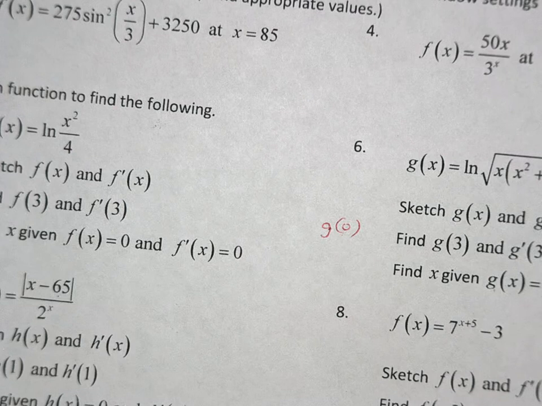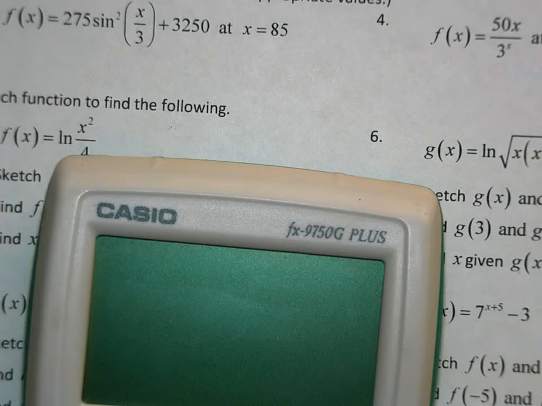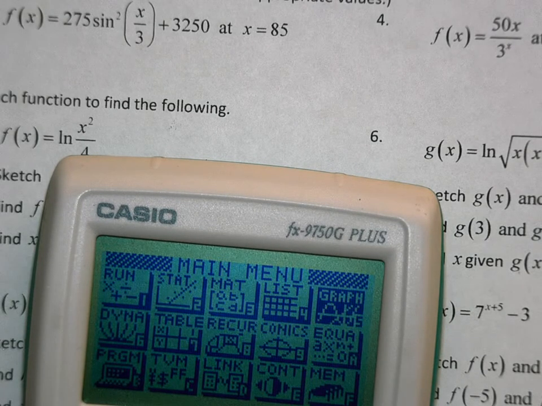Which then brings up the Casio people. How many Casio people are in here? Okay, there's about 5 of you.